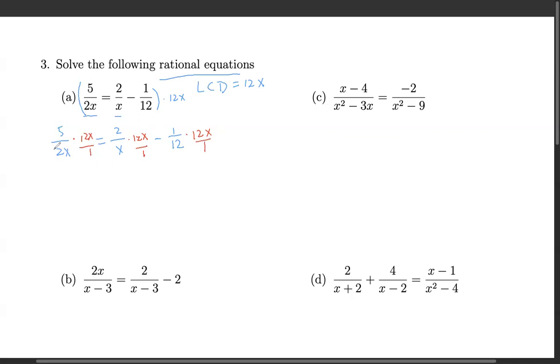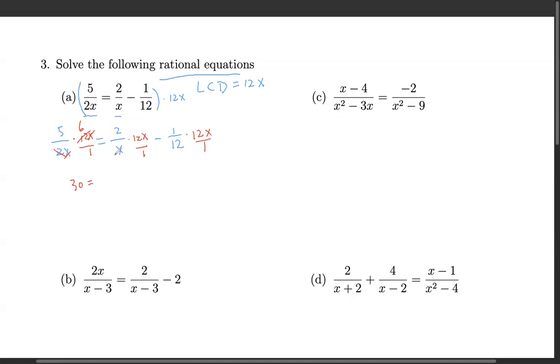You see, this 2 is in the denominator. So 2 simplifies 12 with 6, and the x divided by x becomes 1. So I have 5 times 6 times 1. 5 times 6, 30. That's how we get rid of the denominators.